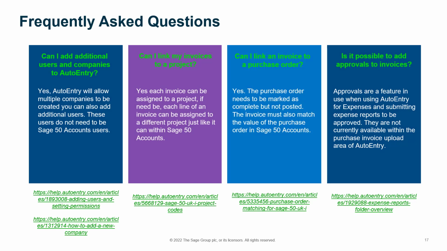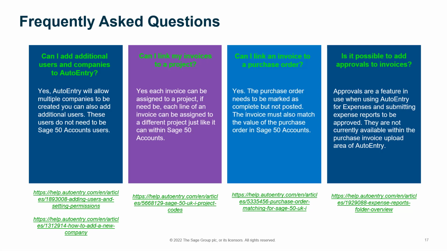So next we'll just have a look at some of the frequently asked questions across these webinars. First of all, can I add additional users and companies to auto entry? Yes, both of these are possible. It's possible to allow multiple companies to be created and also to add additional users. These users also don't need to necessarily be Sage Accounts users.